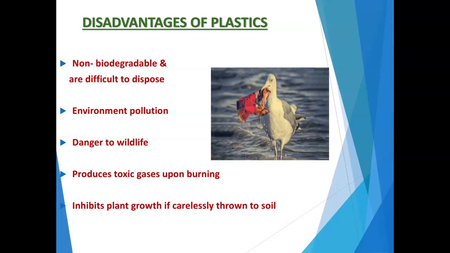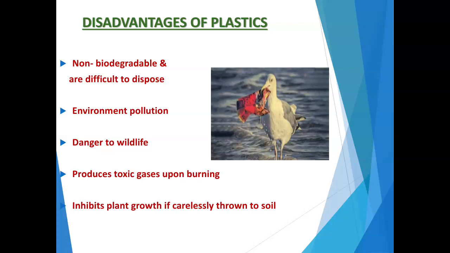Okay. And the second point is environment pollution. Since they are non-biodegradable materials, they cause environment pollution. Both air pollution once they are burnt, then if it's thrown into soil, it causes soil pollution. If the plastic materials are thrown into water bodies, that causes water pollution. So plastic materials cause environment pollution. Then the third point is that they cause danger to wildlife. From this picture given, you can understand what is the danger caused by these plastics to the wildlife.